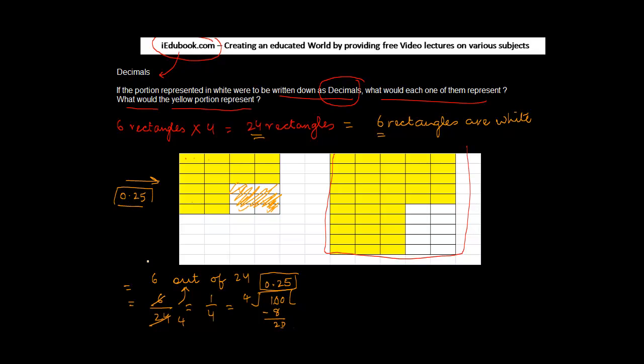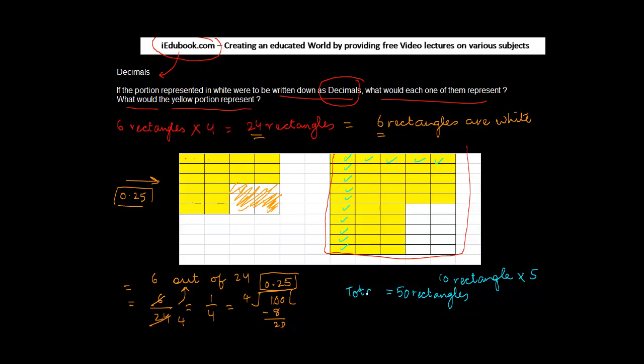Right? Let us move on to the second question. Let me use a blue color this time. So how many rectangles do we have? 1, 2, 3, 4, 5, 6, 7, 8, 9, 10. So there are 10 rectangles in a row. And how many rows do we have? 1, 2, 3, 4, 5. 10 into 5, or we have a total of 50 rectangles.